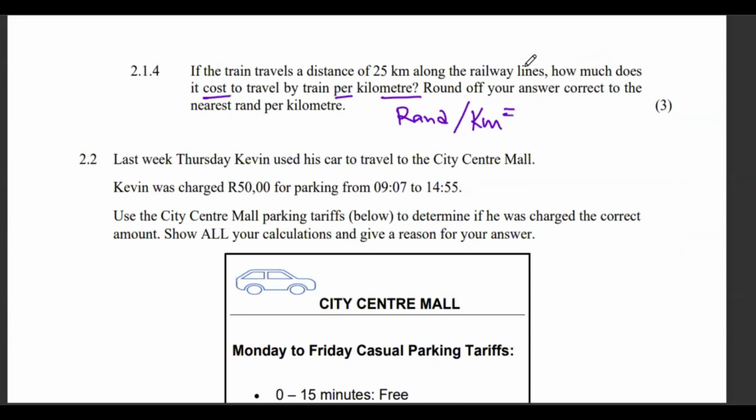This is because now the train charges 65 divided by how many kilometers are they? And they're telling us to round off your answer correctly to the nearest rand. So meaning you need to round up to the whole number. 65 divided by 25, we end up having 0.64. So the whole number becomes 1 rand per kilometer. That's the answer there.